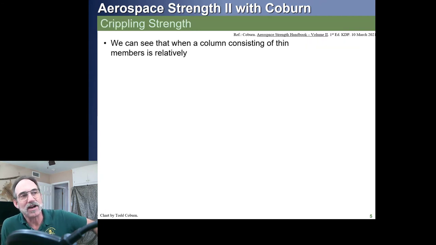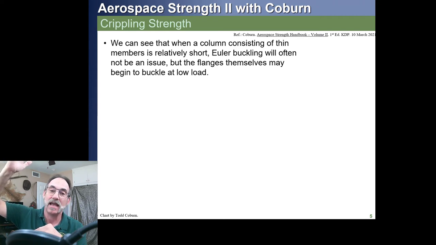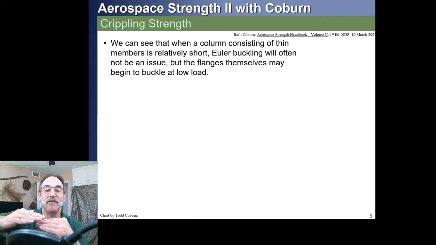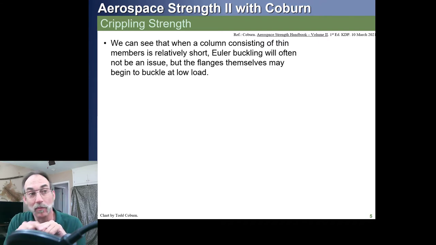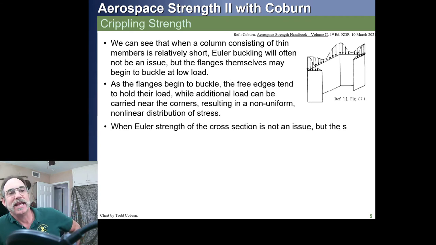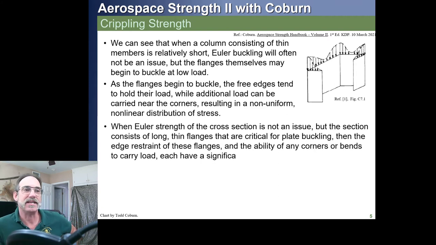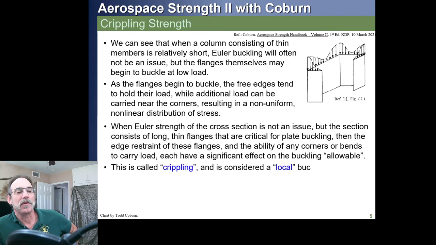So we saw that when we have a column, any kind of cross-section that has thin-flanged members like we saw, if it's relatively long, we already know that Euler buckling may be in effect. As it gets shorter and shorter, then flange buckling becomes probably more critical. As those flanges begin to buckle, then the adjacent angles where the corners are tend to take more load. And what we're going to do is come up with a crippling allowable.